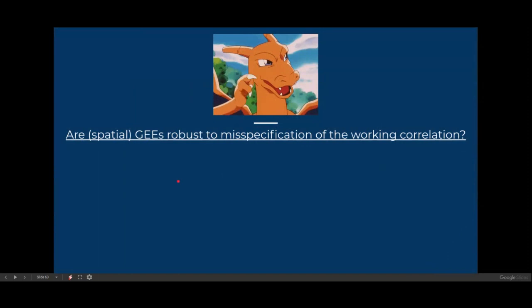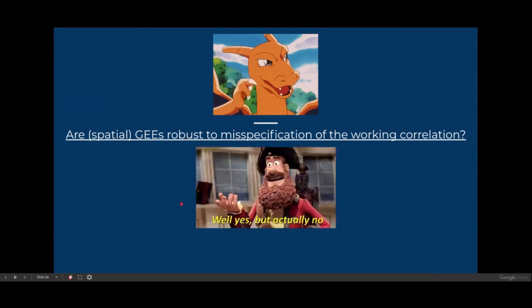Probably the thing I'll end on is that I want to come back to this particular question here. At the beginning of the talk, I mentioned that a very well-known feature of GEs is that they're robust to misspecification of the working correlation. Having gone through this project and given this presentation, you can re-ask the question: are spatial GEs robust to misspecification of the working correlation? My answer would probably be, well, yes, but actually no, but actually yes.